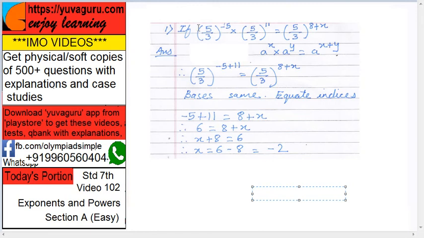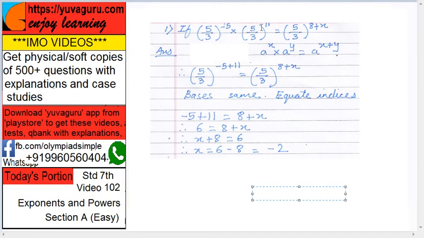If (5/3)^-5 × (5/3)^11 = (5/3)^(8+x), then find x. Here, the bases are the same. So the formula for this is: if a^x × a^y, where the bases are the same, take the base a only, and then add the indices x + y.